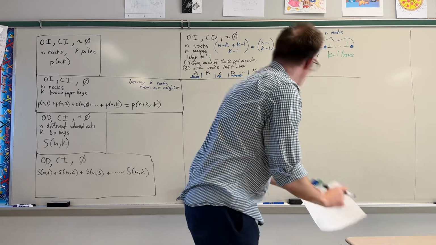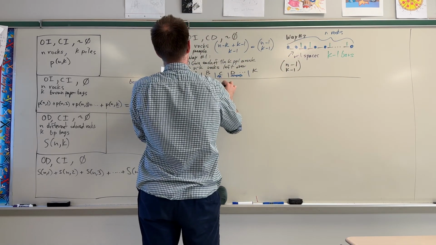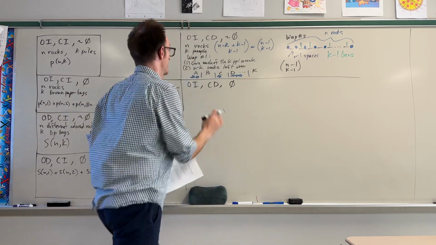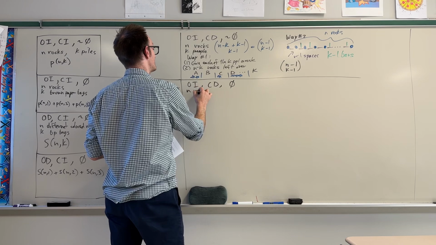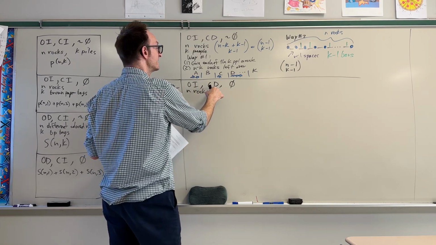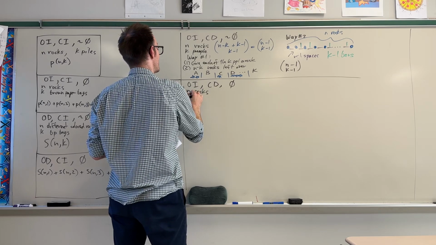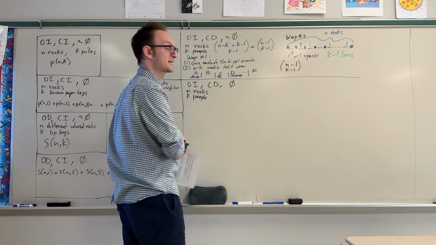Here we go. Objects indistinguishable, containers distinguishable, empty. Okay, so now what do we have? Objects are indistinguishable, so we still have N rocks. They're still just undifferentiated, simple black spherical rocks. The containers are distinguishable, so we still have K people, but now some people can just get nothing.